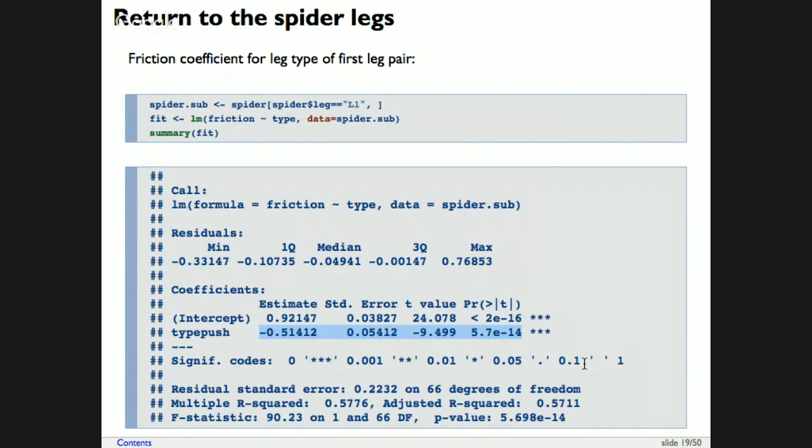R gives these significance codes. Some people care about them, some people don't. I think that the historical reason behind them is that many people correctly say that p-values that are very small, like less than 0.001, are very sensitive to your assumptions. And if your p-value is less than 0.001, that means you have a 1 in 1,000 chance of having made a type 1 error. That should be good enough for you, rather than having to know the exact p-value.